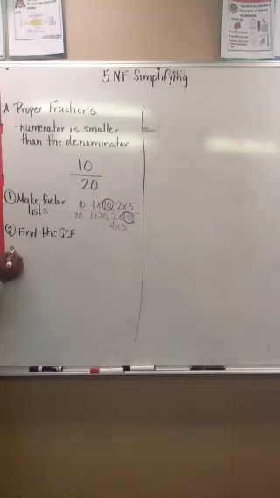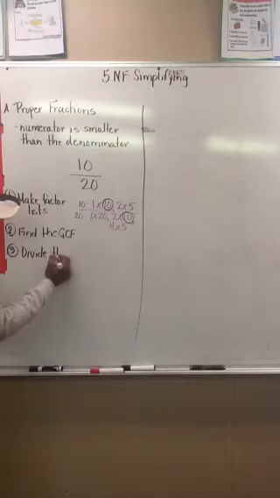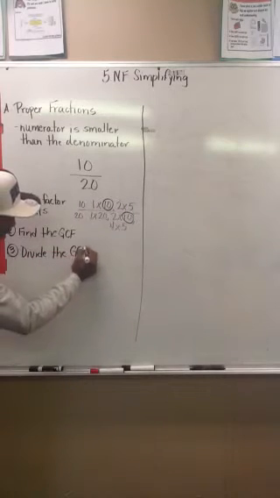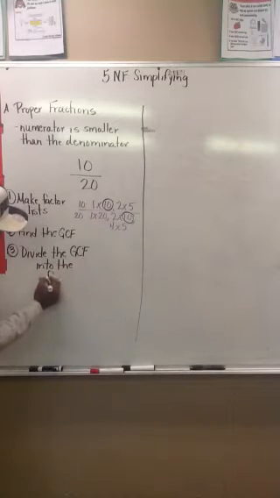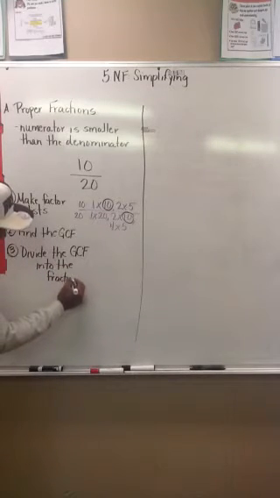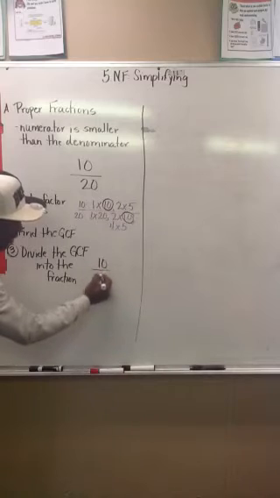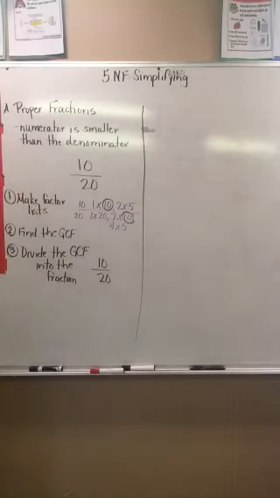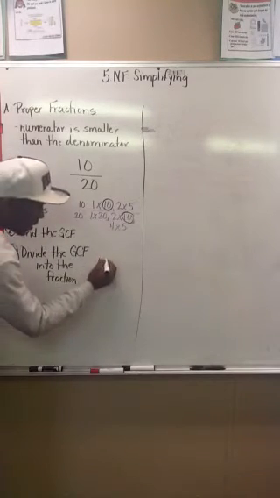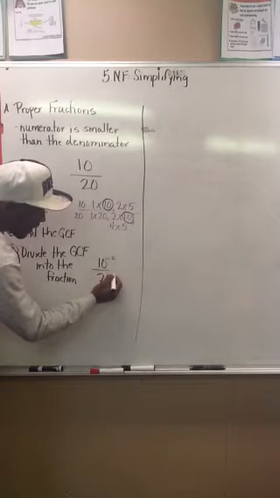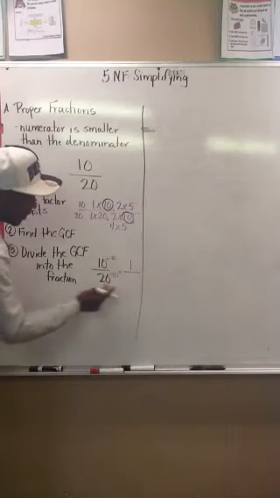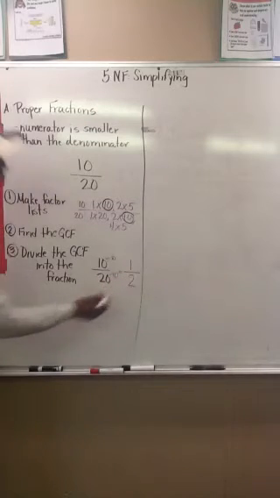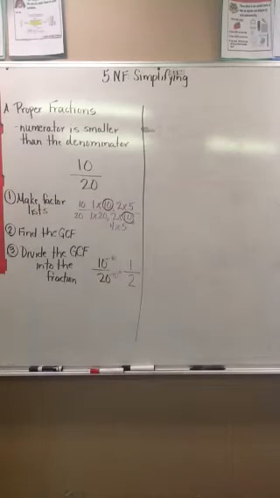Well, step 3 is to divide the GCF into the fraction. Okay, we know our fraction is 10 over 20. Our GCF, we circled 10. Divide 10 by the top and the bottom. 10 divided by 10 is 1. 20 divided by 10 is 2. And that's how we simplify proper fractions.